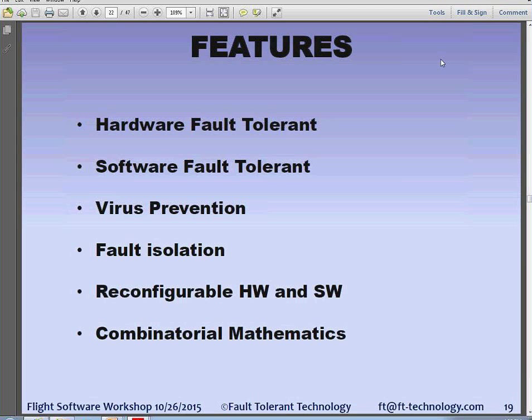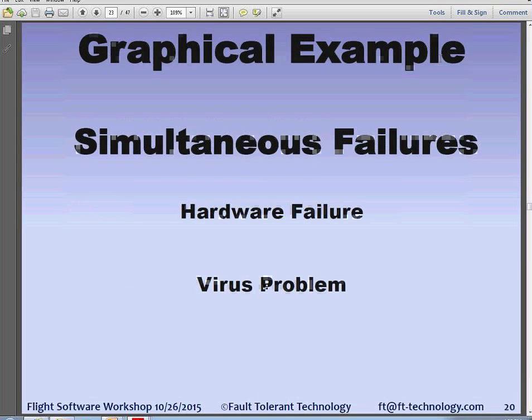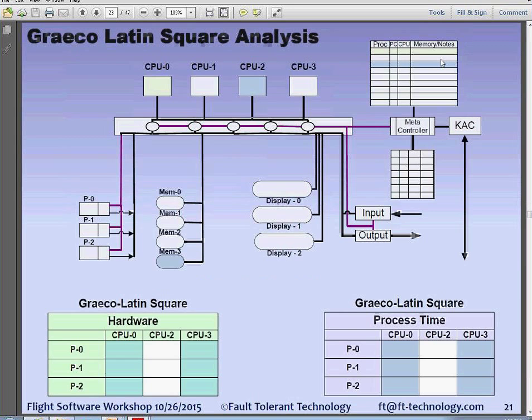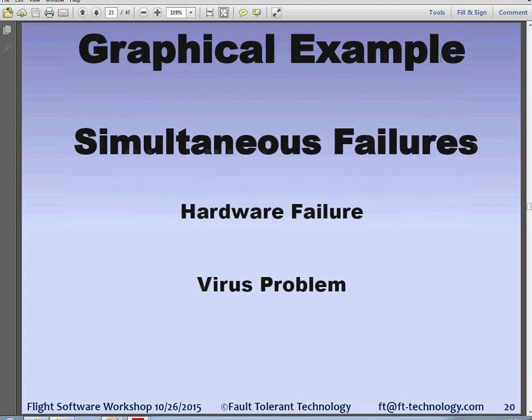And lastly, it does combinatorial mathematics. You can describe the system in terms of graphs, or neural nets. You can even describe it in terms of Hamming distances. But today we're going to look at it in terms of combinatorial mathematics called Euler squares or Greco-Latin squares. Spoiler alert, we're going to have simultaneous problems with hardware failure and a virus problem.